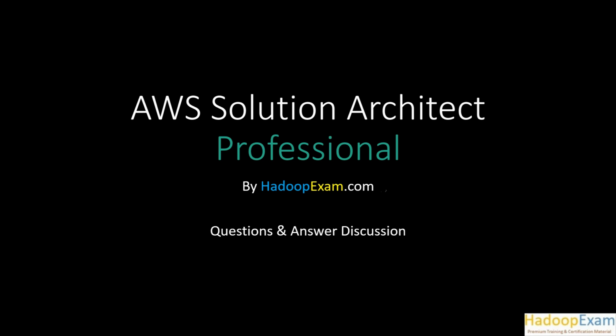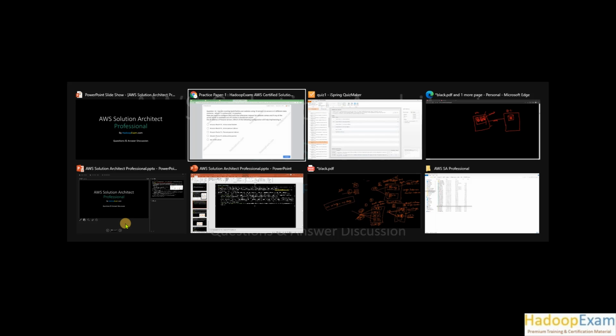In this session, I'm going to cover question number 14 from AWS Solution Architect Professional Level Practice Paper 1 provided by HadoopExam.com. We'll go through the detailed explanation of why a particular answer is correct and why the other answers are not correct. So let's go to question number 14 and see what it is asking.